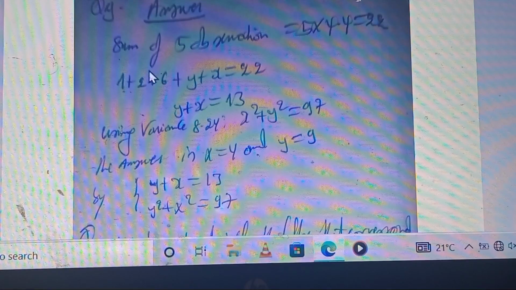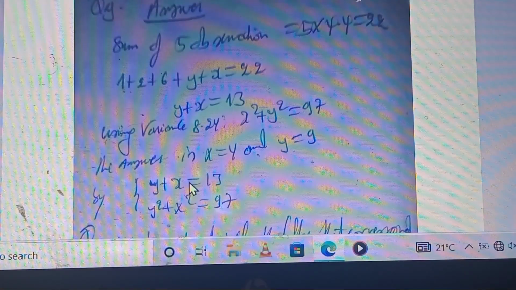Then we have 3 known numbers instead of 5 numbers. Here, you can take 1 plus 2 plus 6 plus y, that is unknown, plus x. Then you get 22. Then x plus y is equal to 13. Then by using the variance, 8.24, you get x squared plus y squared equal to 97.